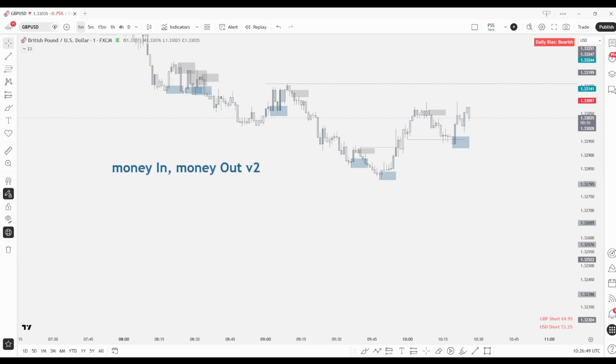We're going to be covering some very key points about the Money In, Money Out V2 indicator. Now, the last point is a very important, if not the most crucial, one, so make sure you stick around to find out what that is.